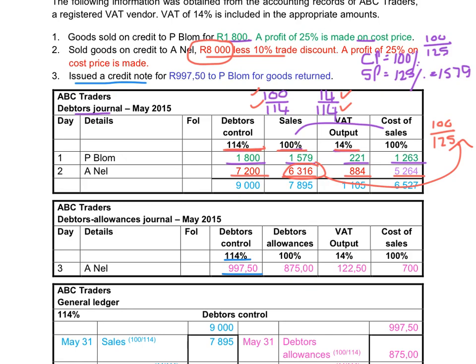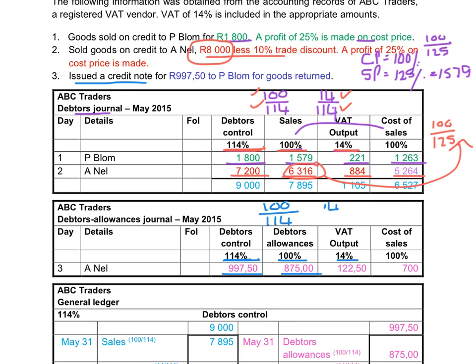If we want to calculate the debtor's allowances figure, we want to work out what is 100, divide by the one that we know, 114 times 997.50, and that will give me 875.